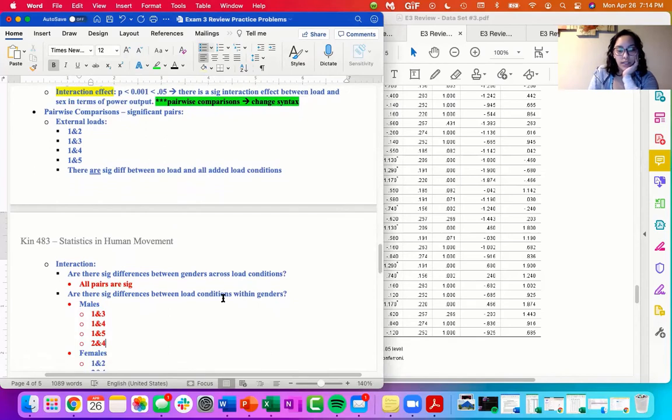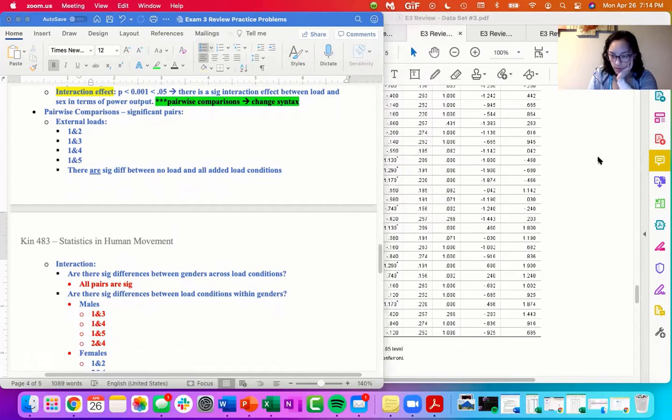Questions on two-way ANOVAs? We'll check in with the chat. There was a question: significant pairs in pairwise comparisons is any value under 0.05. That is true. Anytime we have something less than 0.05, well, in our classes it'll only be 0.05 because that's our alpha level. Anything less than 0.05 is going to be significant.